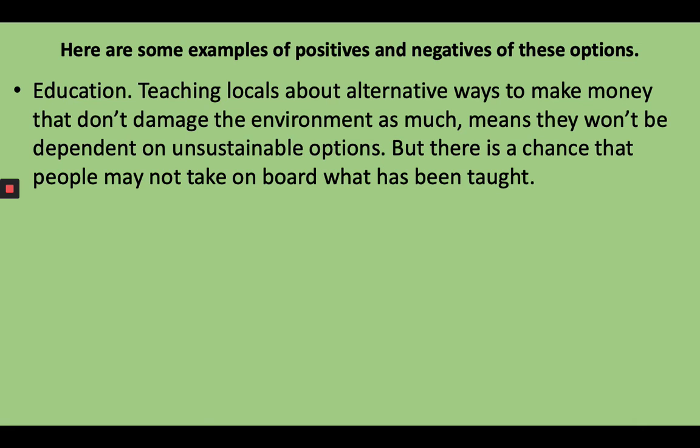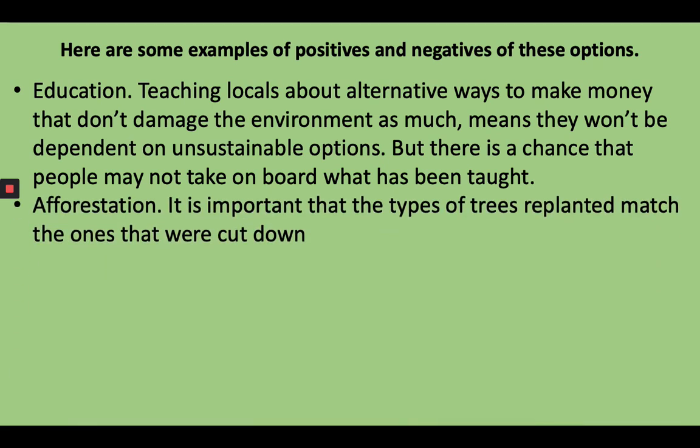Firstly, education. Teaching locals about alternative ways to make money that don't damage the environment as much means that they won't be dependent on unsustainable options, so they're not reliant on an option that could perhaps run out in the future. But there is a chance that people may not take on board what has been taught. Afforestation. It is important that the types of trees replanted match the ones that were cut down, so we need to make sure that if we are replanting, they match the trees that have been taken away from that area.